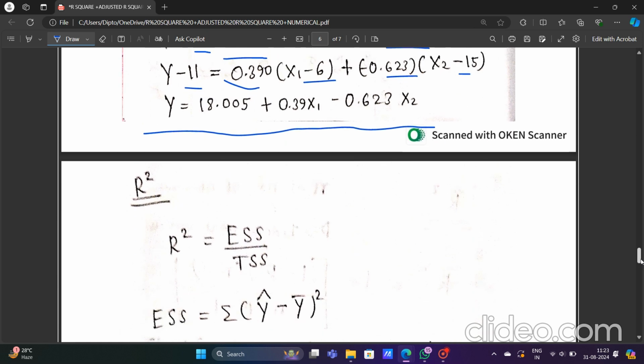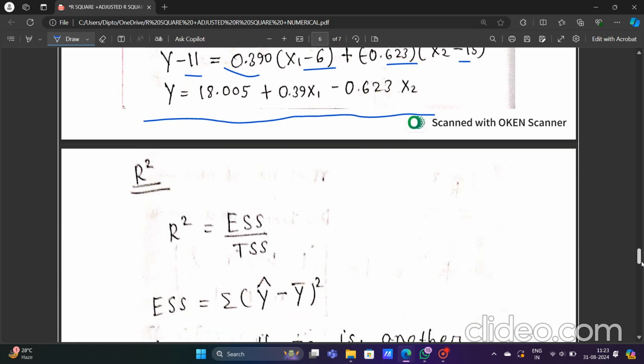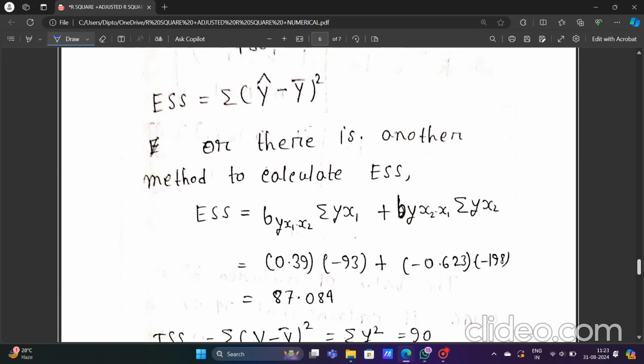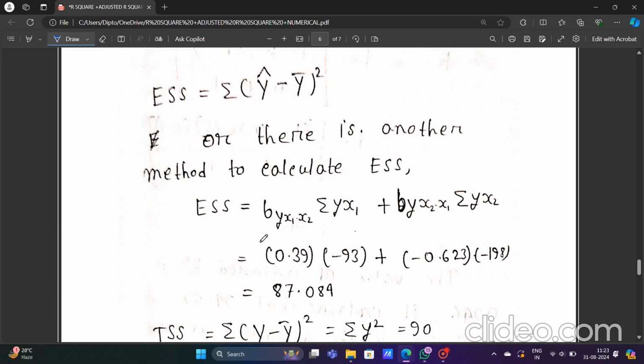Now how do we calculate r square from this? Basically r square is ESS by TSS. ESS is summation y hat minus y bar whole square. ESS can also be written as b y x1 x2 into summation y x1 plus b y x2 x1 into summation y x2. Here y and x are both small y and small x. What is the difference between small y and capital Y? Small y is capital Y minus y bar. And small x is capital X minus x bar.